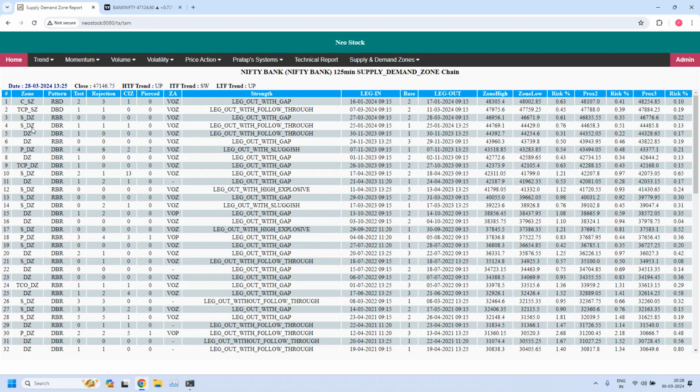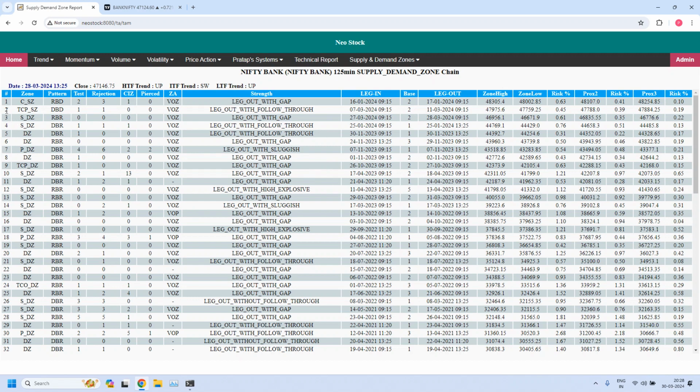Anyway, I'm showing you this supply demand zone chain. What you can do, you can pause the video. Any zones you want to draw below, you can further draw the zones. I will be drawing only immediately available. But you please draw the zones, because if any of these zones are violated, at least you should know what is the next zone. That's why make use of the supply demand zone chain report.